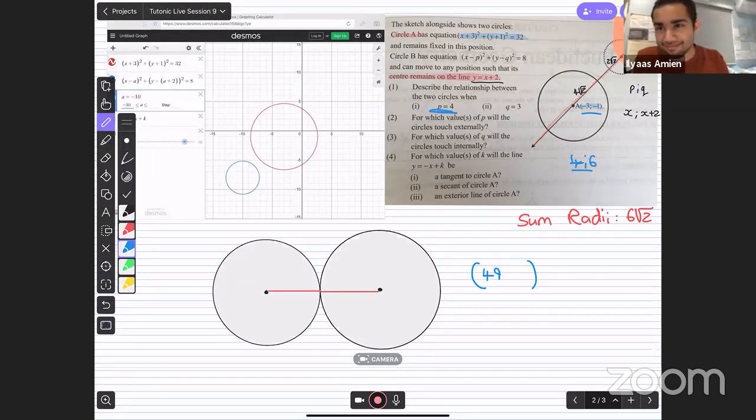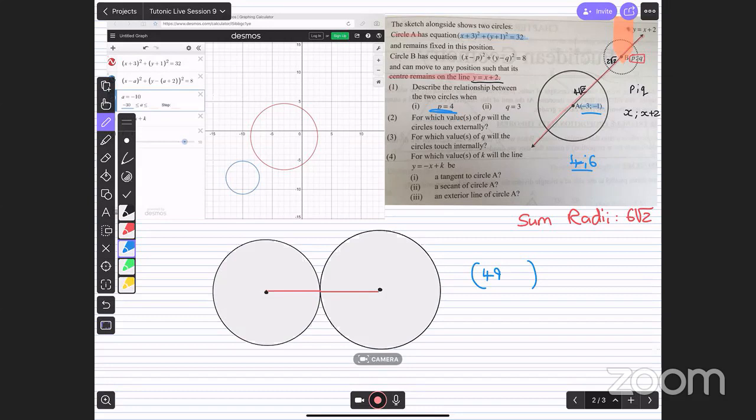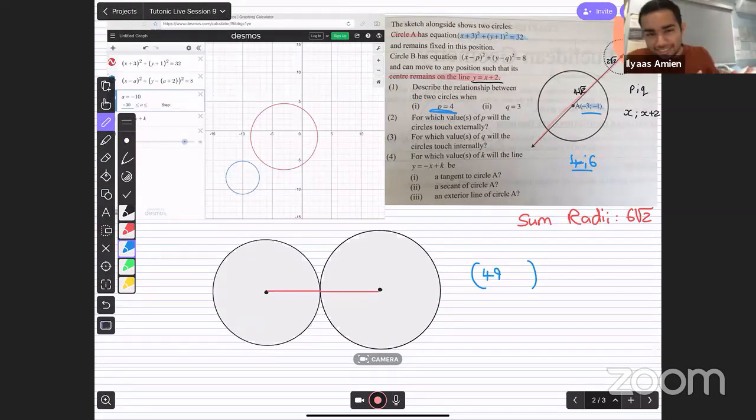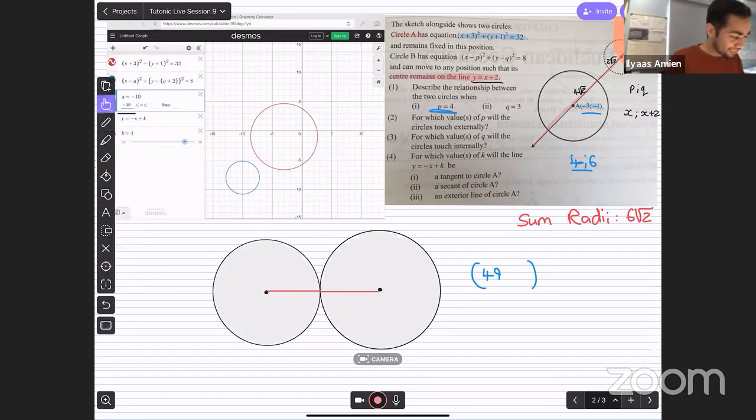What does that mean? The distance between them is greater, so they don't intersect, because r plus r was 6 root 2. Do you guys see that? The distance between their centers is 7 root 2.